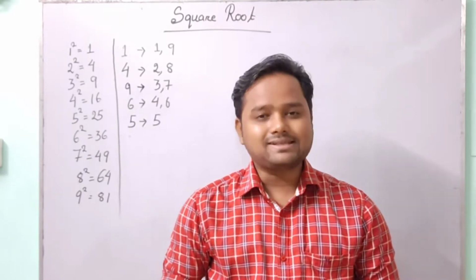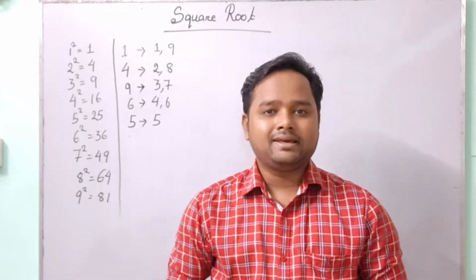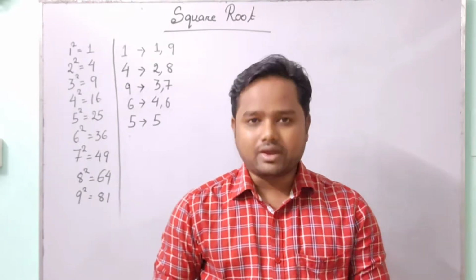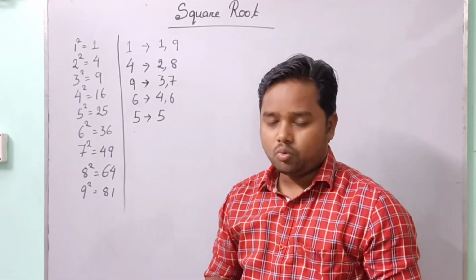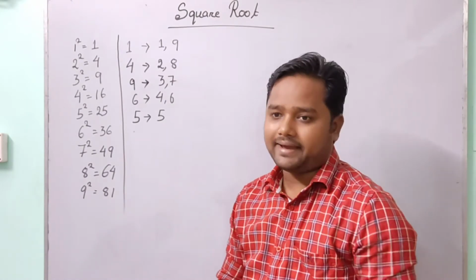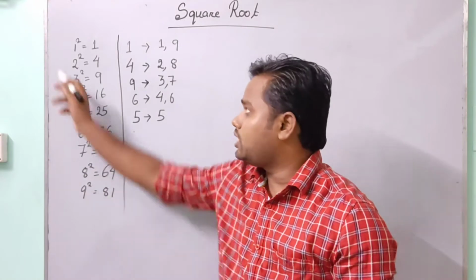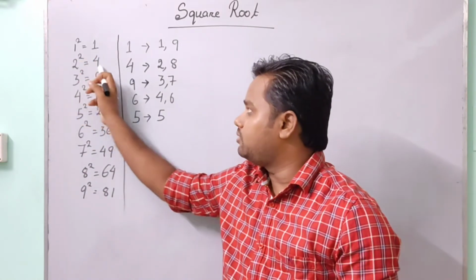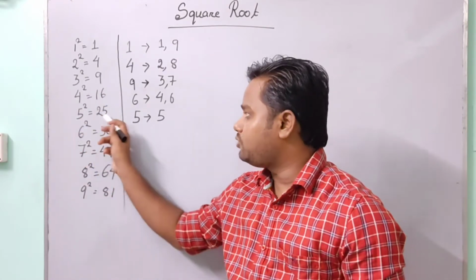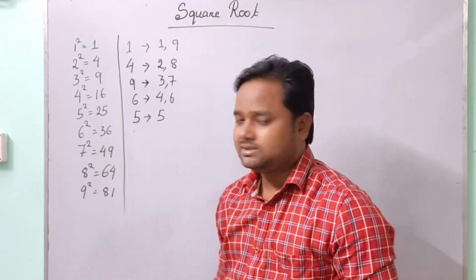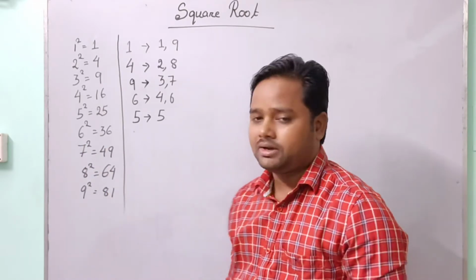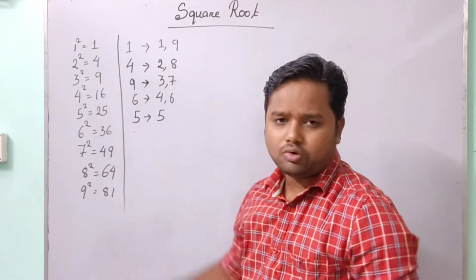Square root. In the last video we studied the trick related to squares. In this video we will do the square root. Before starting square root, we have to remember the squares of 1 to 9. The square of 1 is equal to 1, 2 is equal to 4, 3 is equal to 9, the square of 4 is equal to 16, square of 5 is 25, square of 6 is 36, square of 7 is 49, square of 8 is 64, square of 9 is 81. We all know the squares of 1 to 9.